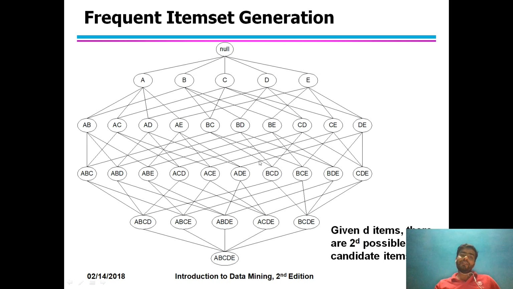So this is frequent item set generation. Frequent item sets are AB, AC, AD, AE, BC, BD, BE, CD, CE and DE. So what are the possible combinations I can get? 2 raised to 5, since 5 items are taken. A, B, C, D, E, then ABC, ABD, ACD, BCD. These are the 4-item combinations, and finally ABCDE.